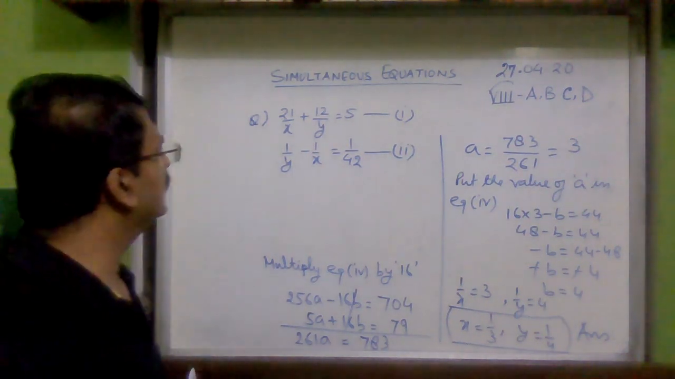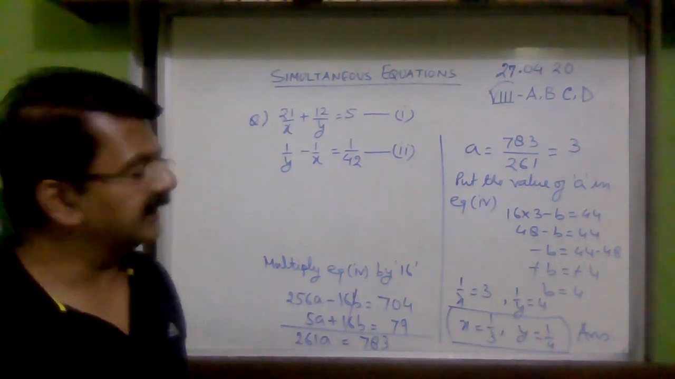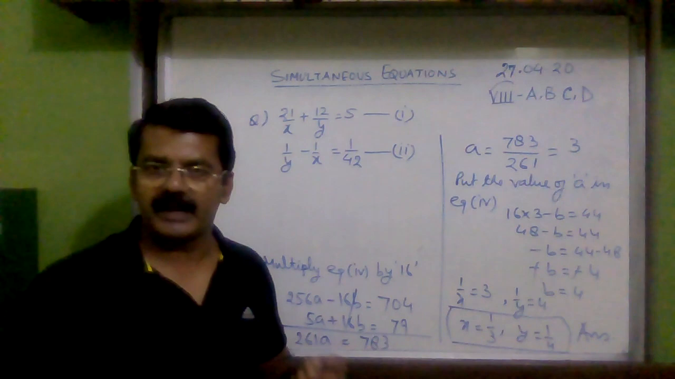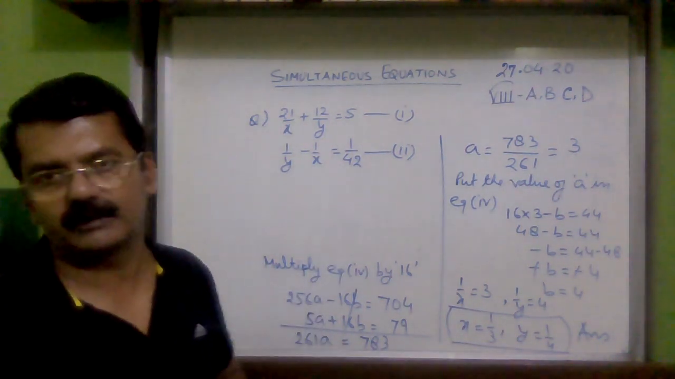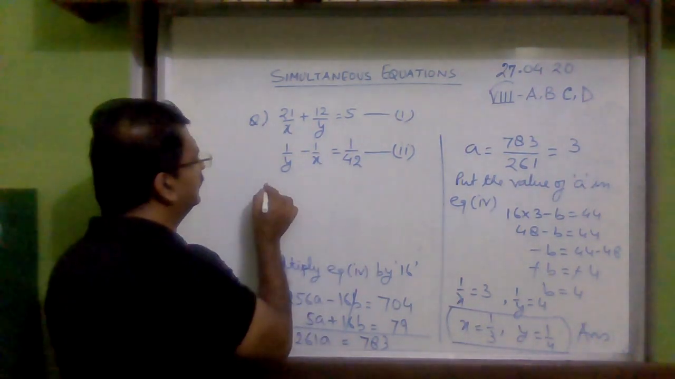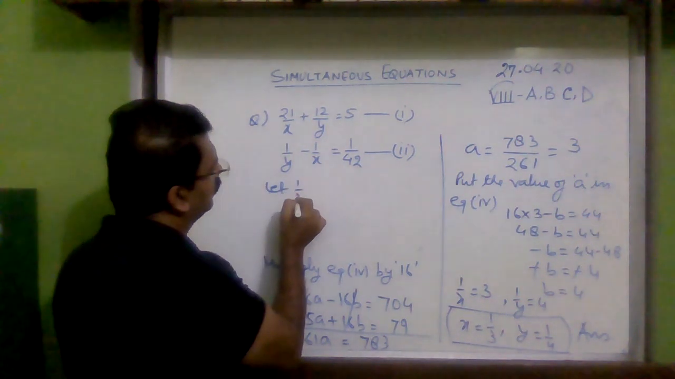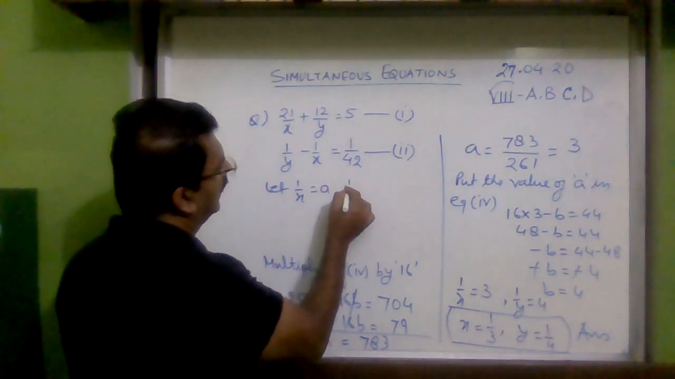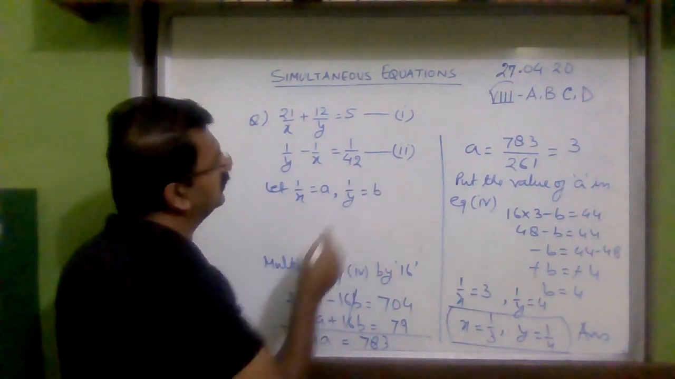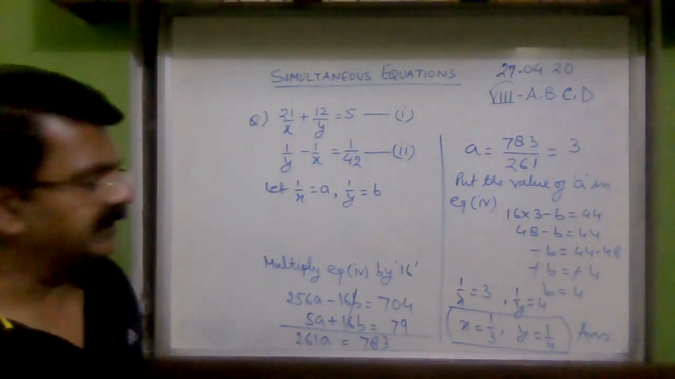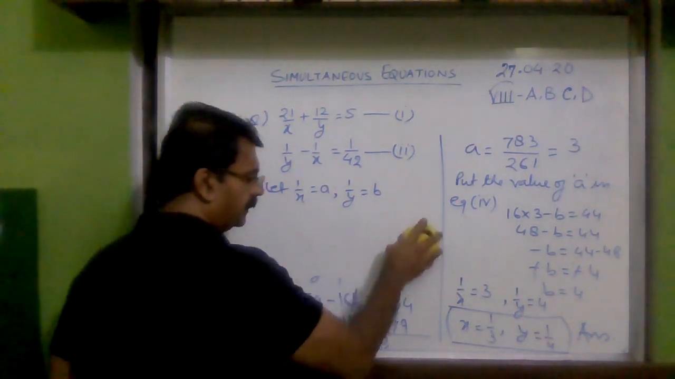So once again you can see in these two equations, instead of x and y, we have 1 upon x and 1 upon y. So again, let 1 upon x is equal to a and 1 upon y is equal to b, as we did in the previous question.